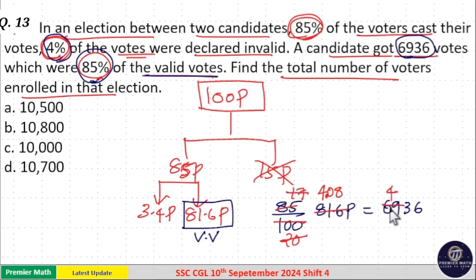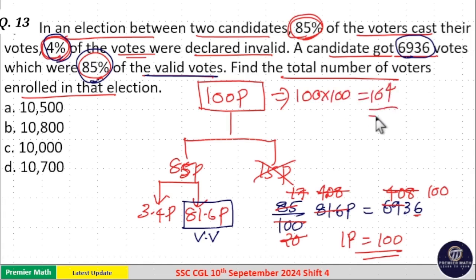Now 17 goes 4 times in 68, remaining 1. 136 by 17. End digit is 6. Here it is 7. 17 into 8 is equal to 136. So 17 goes 8 times in 136. Now you can see here 4.08 goes 100 times in 408. That is 1 part is equal to 100. Which means 100 part is equal to 100 into 100. That is 10 raised to 4. Option C is your answer.